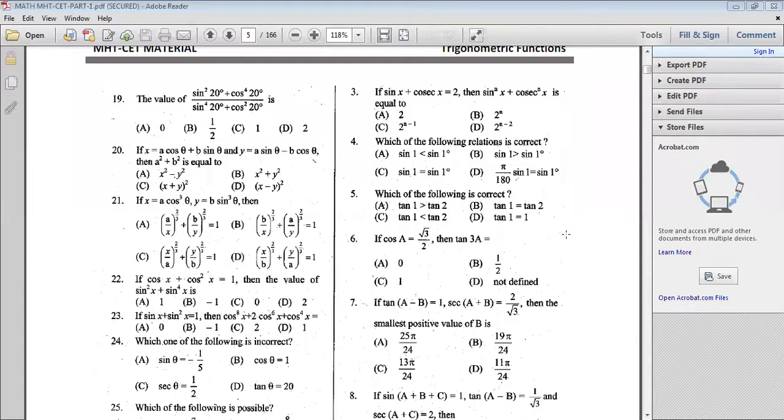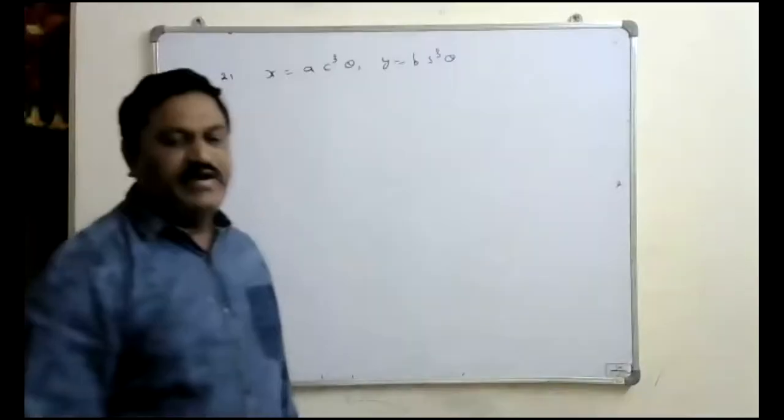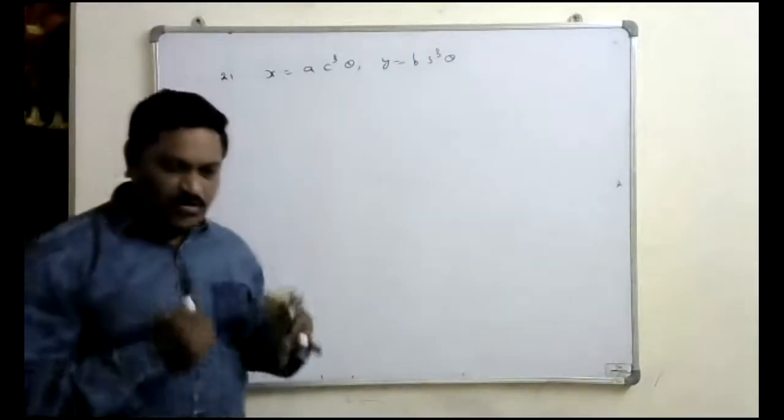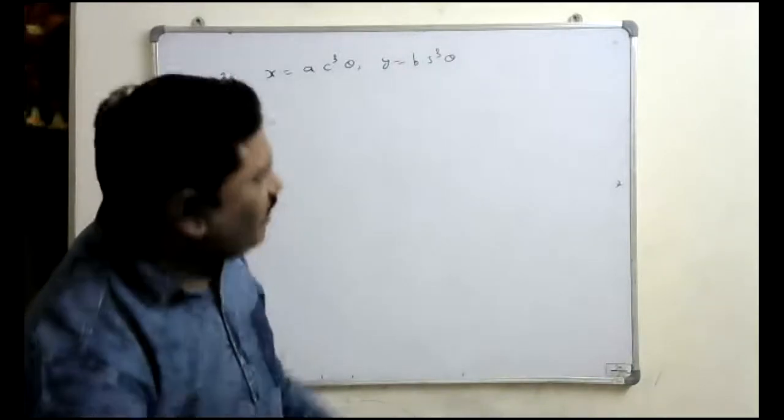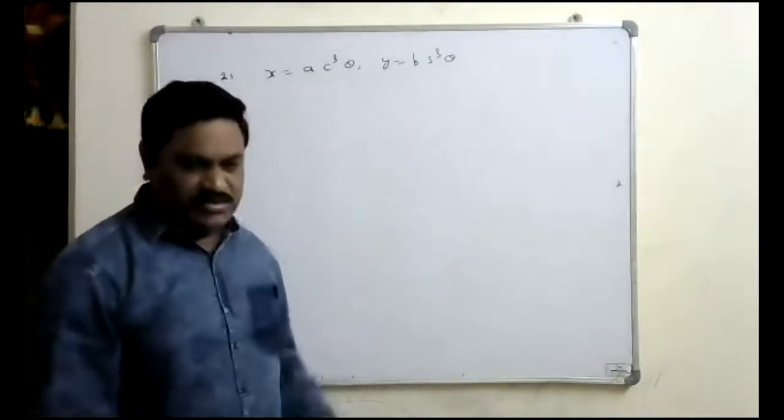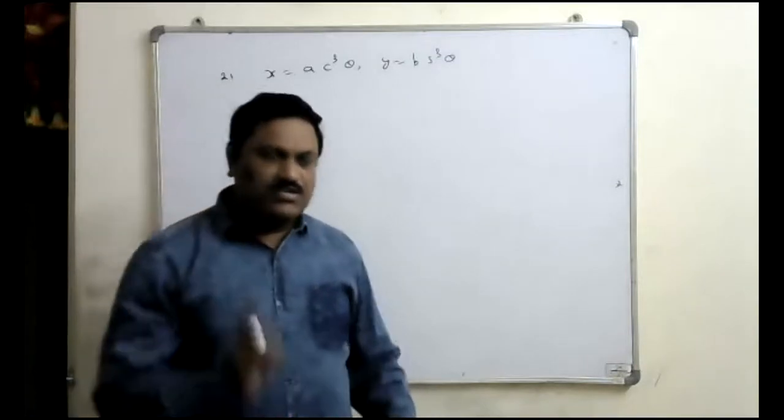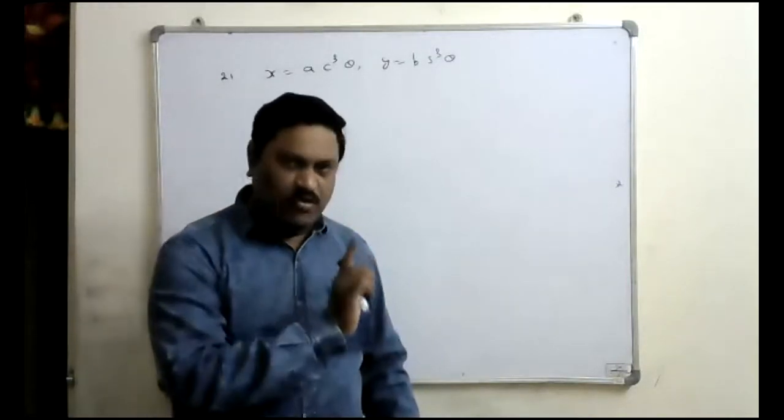x is equal to a cos cube theta, y is equal to b sin cube theta. Then which of the following options are correct? So in the options, there is no theta. That means from the two equations, they have eliminated the theta. From this, we have to eliminate the theta. To eliminate the theta, here the functions are sin and cos. You know the identity that cos square theta plus sin square theta is equal to 1.